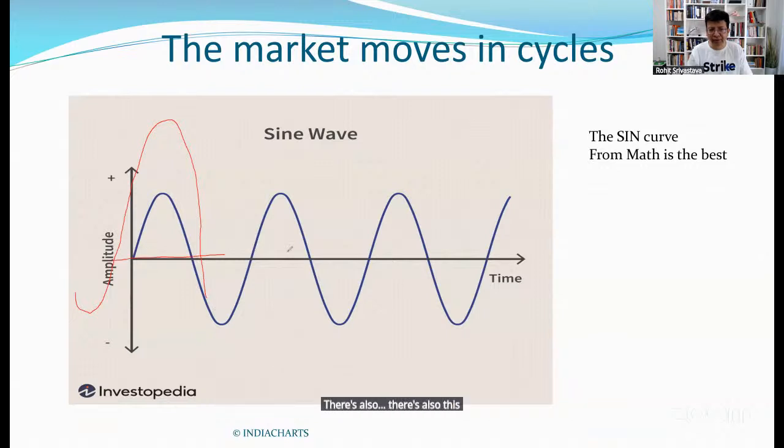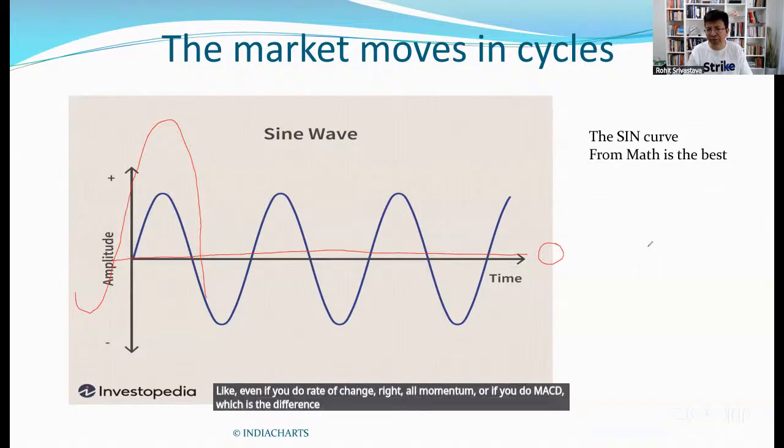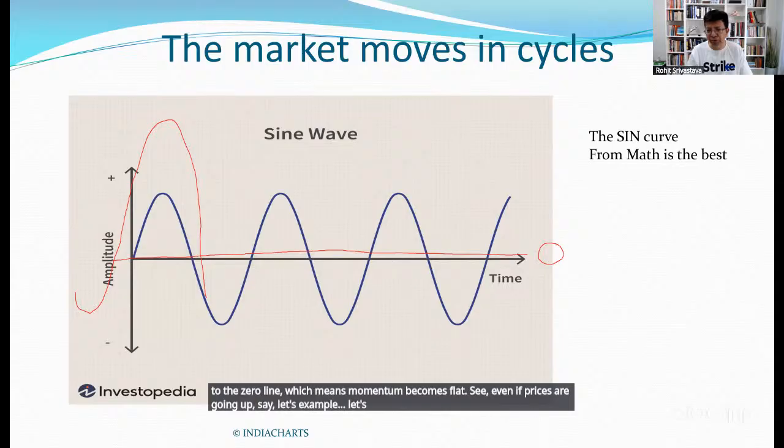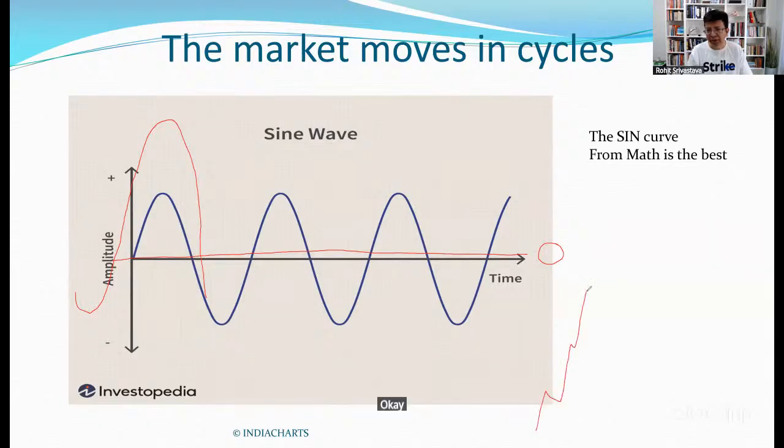There's also this midline. We call this the zero line, because all momentum, even if you do rate of change, or if you do MACD, which is the difference between two averages, at some point of time, all momentum comes back to the zero line, which means momentum becomes flat. Even if prices are going up, let's take an example, prices go up, and then they stop going up, they consolidate for a while. They may consolidate in a nice downward channel, and then they move up again.